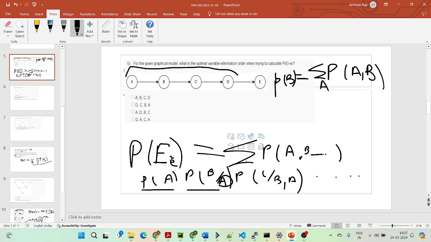As you can see, sum over A, B, C, D. When I put it in, the summation will distribute. This term has only A, so only summation over A; summation over B or C doesn't matter. Like that you have to do.